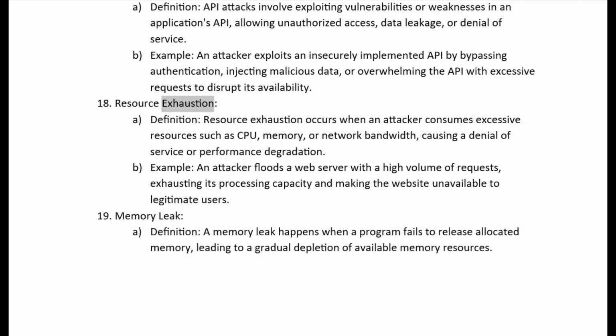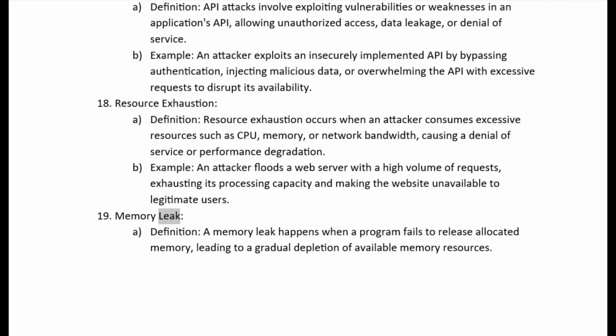Resource exhaustion. Definition: resource exhaustion occurs when an attacker consumes excessive resources such as CPU, memory, or network bandwidth, causing a denial of service or performance degradation. Example: an attacker floods a web server with a high volume of requests, exhausting its processing capacity and making the website unavailable to legitimate users.